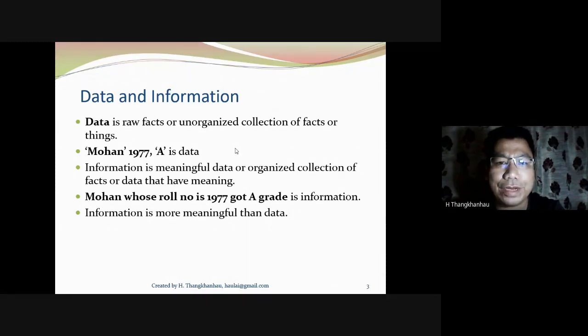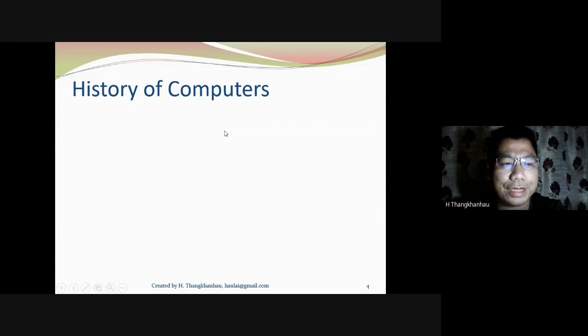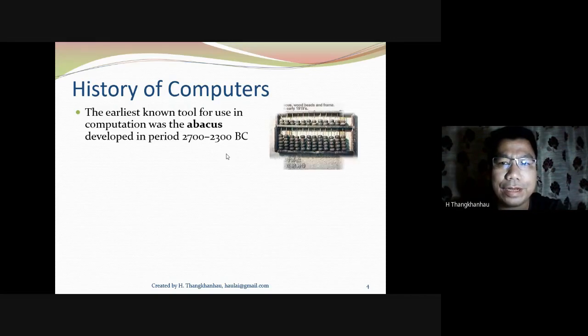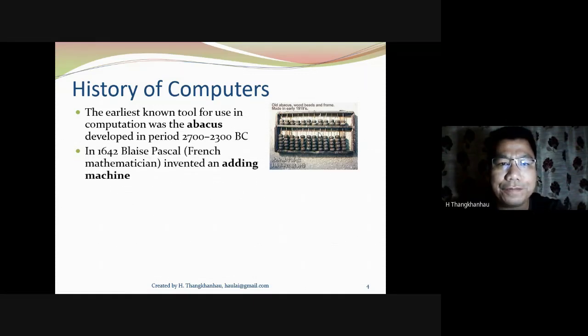Now we'll go to the history of computers. The earliest known tool for computation was the abacus, which was developed by the Chinese in the period 2700 to 2300 BC. And I hope you all know what an abacus is. Here is a very old picture of an abacus developed by the Chinese. And in 1642, a French mathematician invented the adding machine. Adding means plus, so we can call it a plus machine.